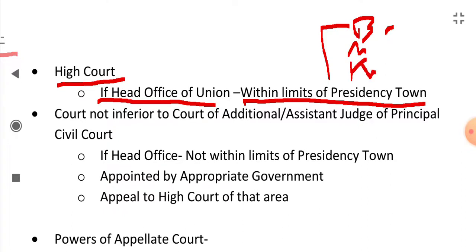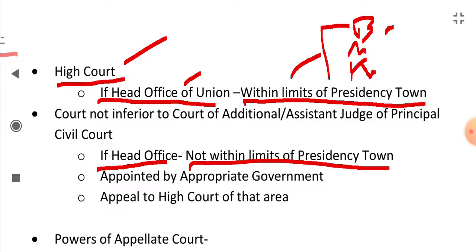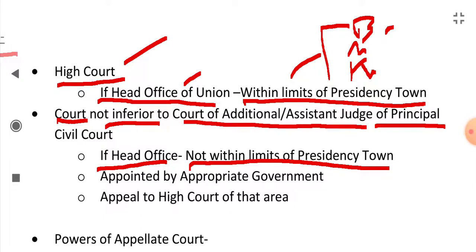If the head office of the union is within the limits of presidency town, then the appeal can be made in high court. Or if the head office is not within the limits of presidency town, then the appeal can be in the court not inferior to court of additional or assistant judge of principal civil court. This court will be appointed by the appropriate government. The appeal can be made against this court's order to the high court of that area.